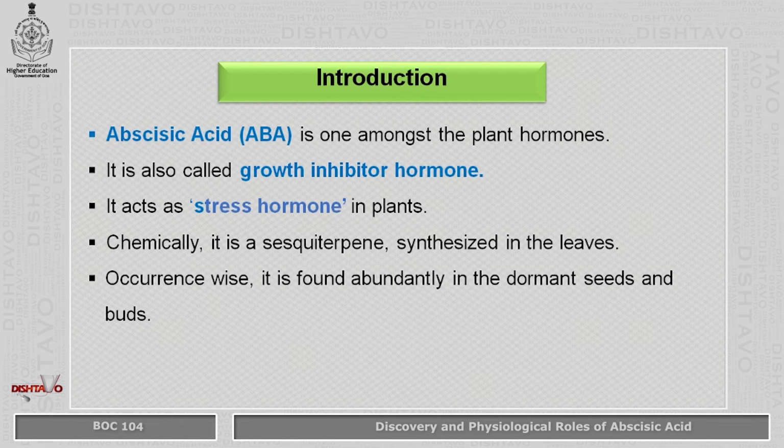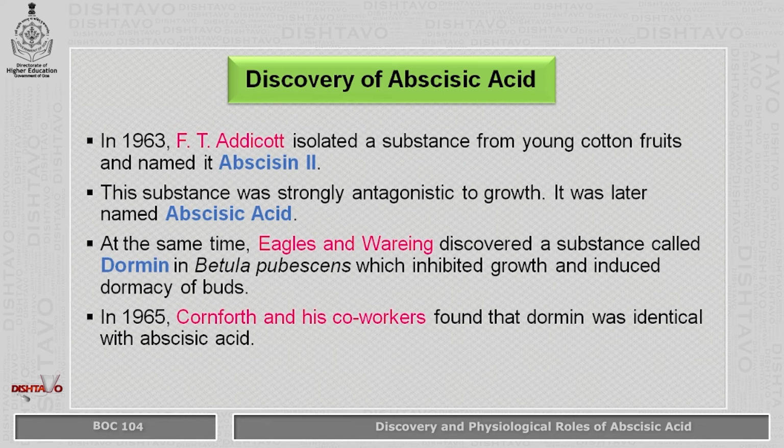Abscisic acid is one amongst the plant hormones. There are different plant hormones such as auxins, gibberellins, cytokinins, ethylene and so on. So abscisic acid is one of the plant hormones. It is called growth inhibitor hormone because it inhibits the growth. It acts as stress hormone in plants. Chemically, it is a sesquiterpene which is synthesized in the leaves, and this hormone is found in abundance in the dormant seeds and buds. We will now look at the discovery of abscisic acid.